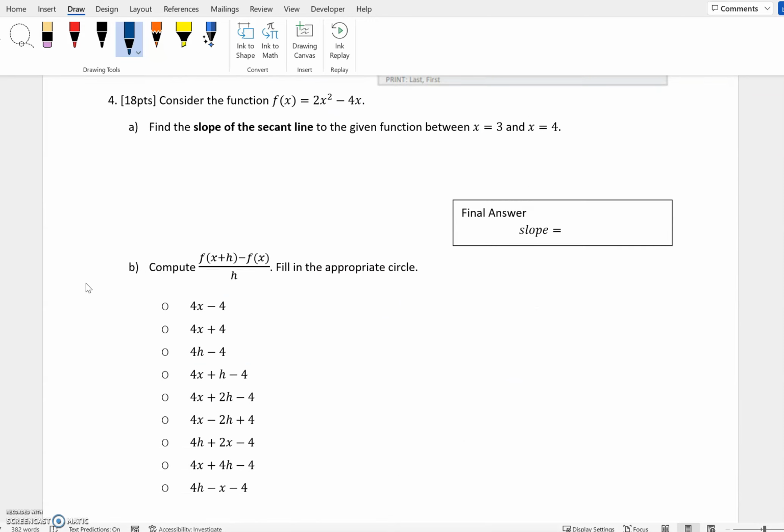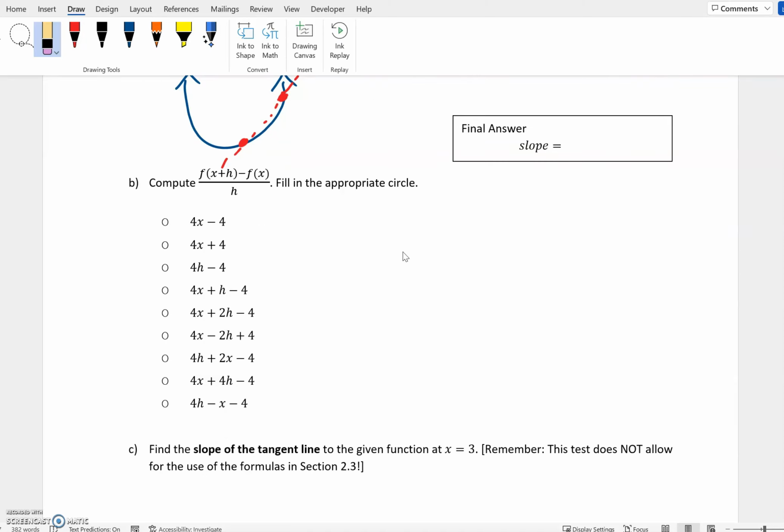Okay, slope of the secant line. Remember, the secant line is basically just between 2 points. So we have some kind of function that's a parabola, right? 2x squared minus 4x. And we're looking at 2 different points on there. I'm just choosing a visual like this, and basically saying, okay, if I connected those points, what would the slope of the line be that connects those points? That's the secant line. I'm not going to go through that one. You can do that one on your own.